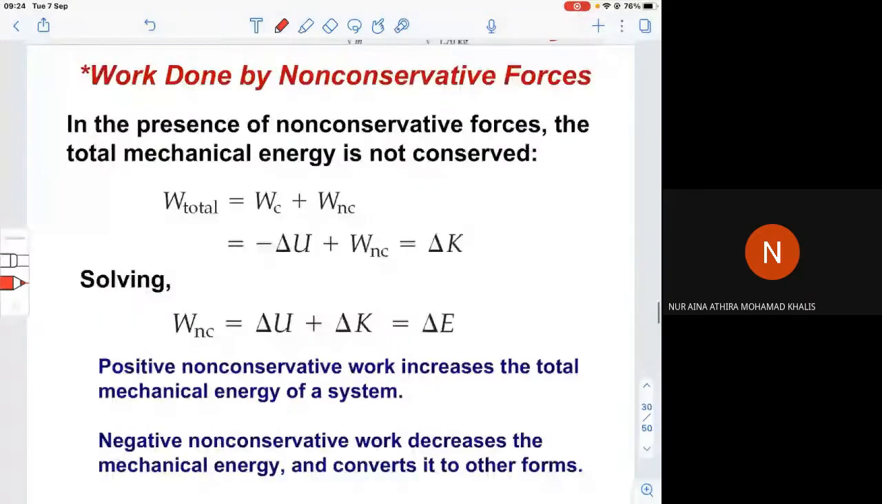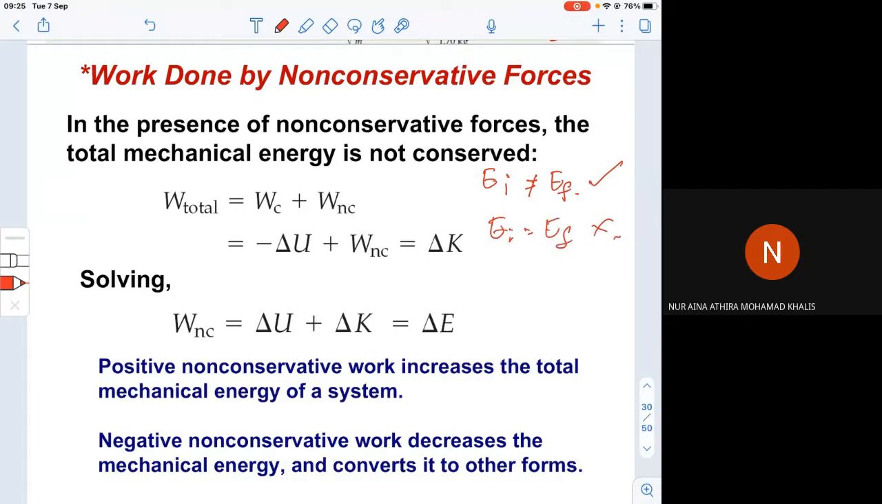Okay, so let's look at the situations of the work done by non-conservative forces. In the presence of non-conservative forces, the total mechanical energy is not conserved. That means we cannot say that, in the non-conservative force, the energy initial is equal to the energy final. We must say energy initial is not equal to energy final.